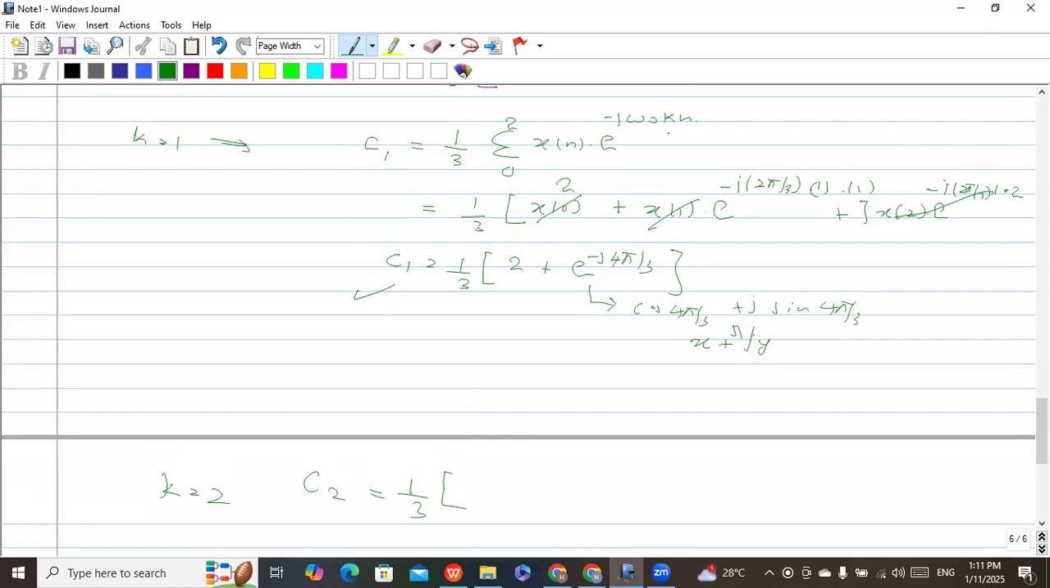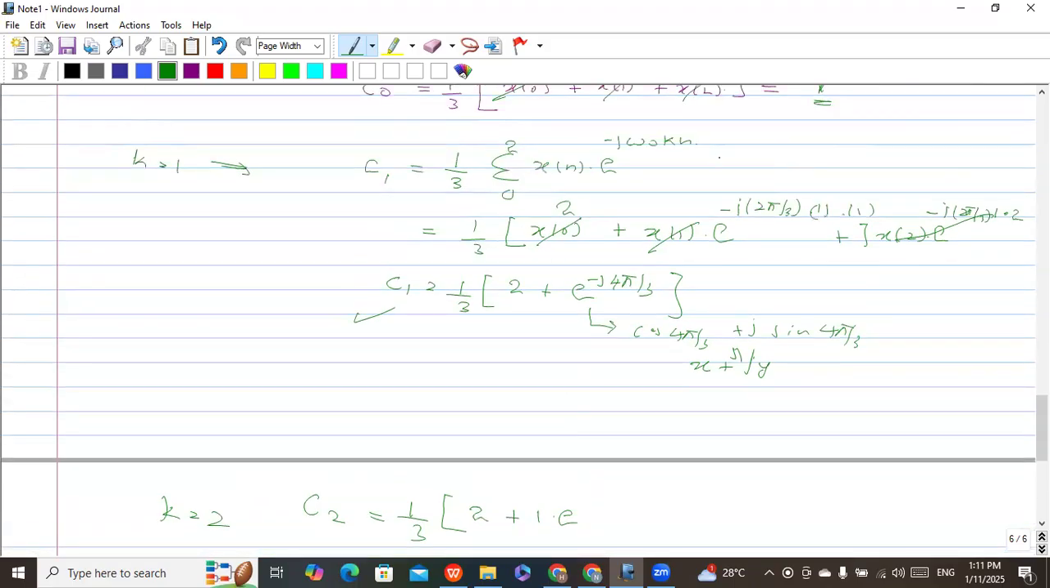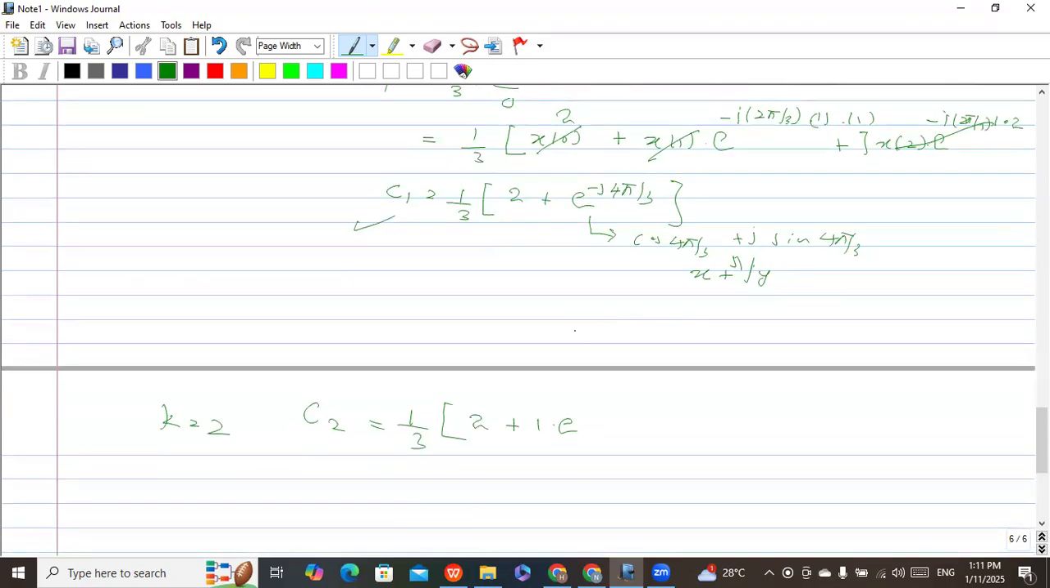Okay, the k is equal to 2 now. So again x0 will be e to the power 0. So x0 only is there, that is 2, plus x1, now n is 1, x1 that is 1, e to the power j omega naught k is 2, n is 1. So omega naught will be again 2π/3. So it will be the same one, no? e to the power minus j 4π/3. So I think the C1 and C2 are identical.